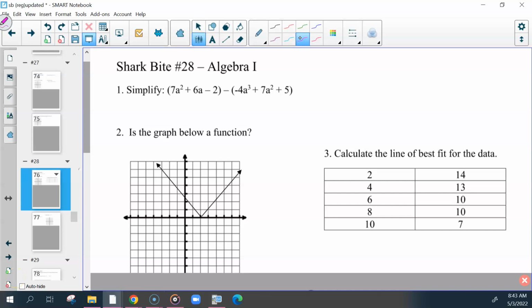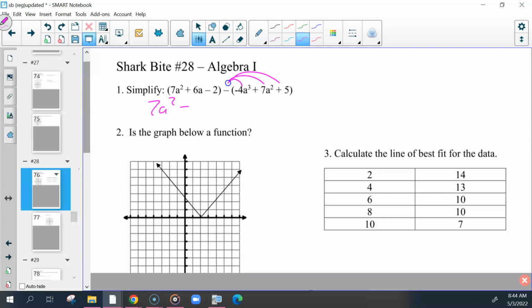Alright, some of this should look familiar, some of it may have been too long for you to remember exactly how to do it, but we'll go over those. So number one, this is going back to when we were doing polynomial operations. You would need to either distribute everything here and then rewrite it and combine other terms, or write this as you're subtracting this and go from there. I'm just going to distribute and go from there.